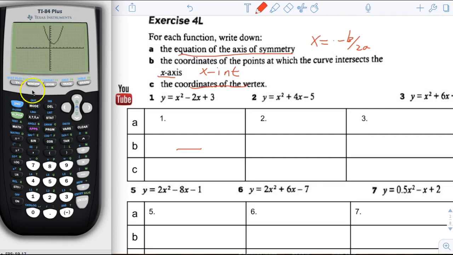First, we're going to do the calculator method, okay? So we're going to do second, calc, minimum, because that happens to find us the vertex, right? So let's do that. Second, calc, minimum. Okay, and then we're going to mark the left side, we're going to mark the right side of the vertex, and then we're going to do a guess where it doesn't really matter where the guess is. So we'll go to the right side now, hit enter.